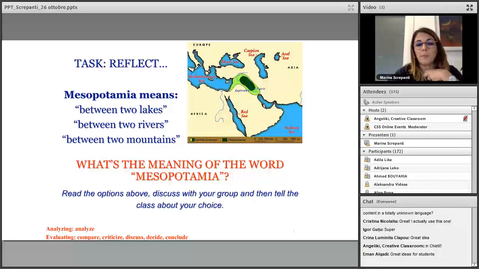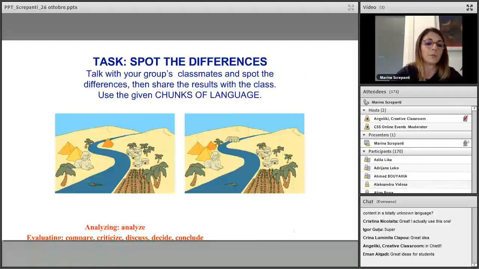So, for example, reflect. Mesopotamia means between two lakes, between two rivers, between two mountains. What's the meaning? So I ask students to discuss in groups. I give this map. They start talking, and then they give their solution. Then they discuss the solution and they socialize the solution to the class. And in the end, obviously, we give the real meaning of the word Mesopotamia.